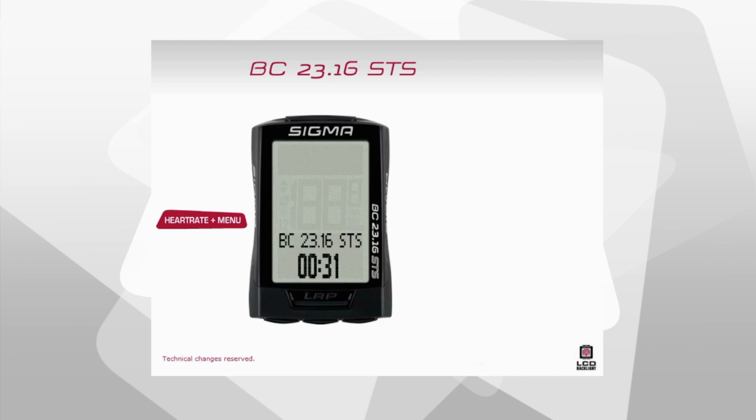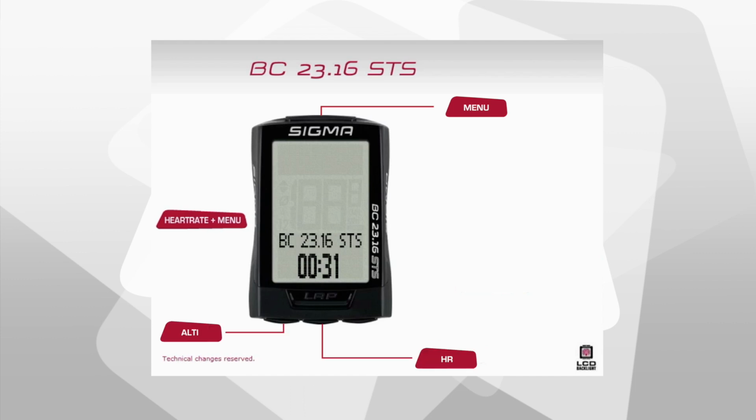This video shows you how to configure the settings on your BC 23.16 STS. The computer is operated using 5 buttons. The menu button is above the display. The ALTI button is at the bottom left. The heart rate button is in the middle at the bottom. The bike button is at the bottom right, and the lap button is below the display.